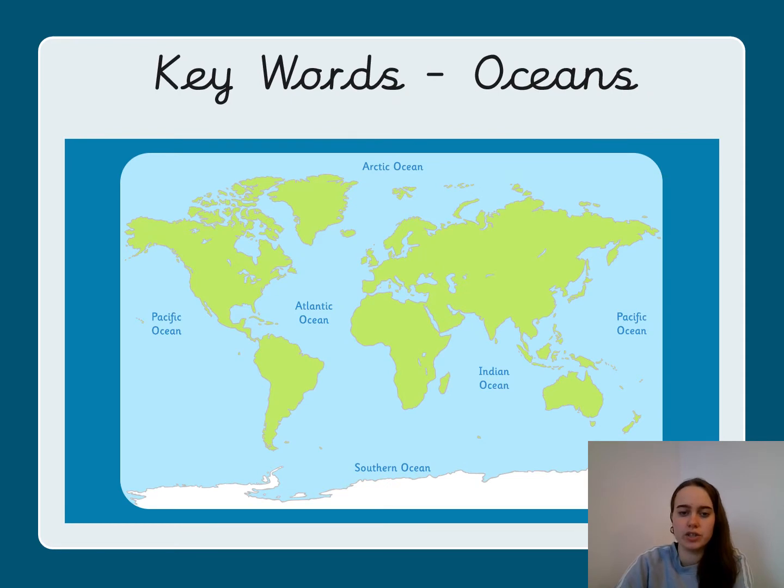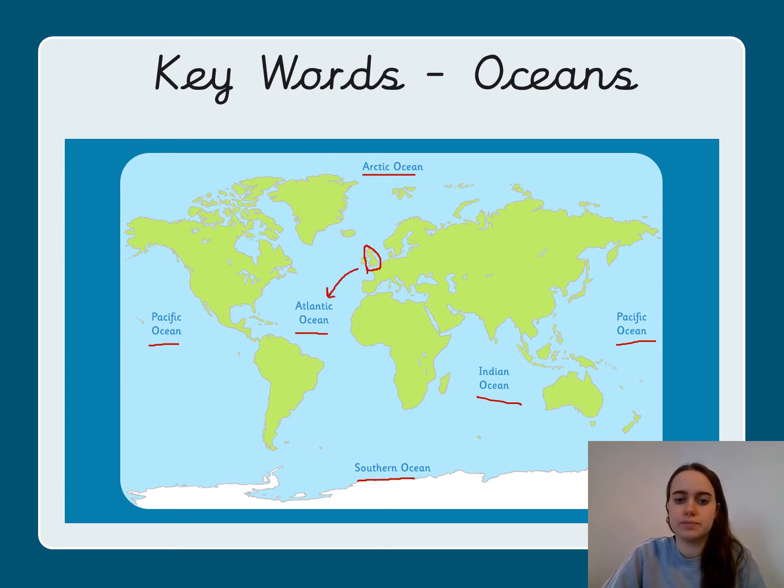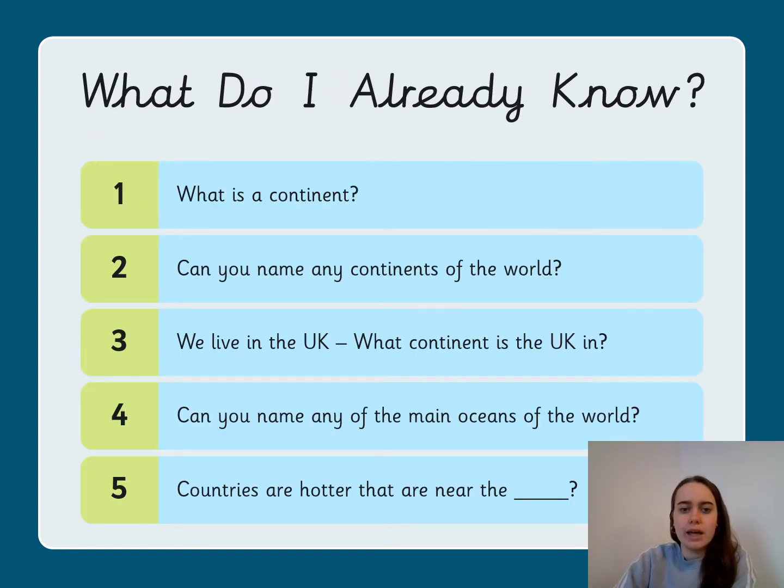So here are the different oceans. We've got the Pacific Ocean, the Atlantic Ocean, the Arctic Ocean, the Indian Ocean, the Southern Ocean, and the Pacific Ocean. Now, can you remember us over here, tiny little UK, can you remember which ocean surrounds us? That's right, it is in fact the Atlantic Ocean. So if you'd like to, you can pause the video now and answer some of these questions. If not, I will go through them now.